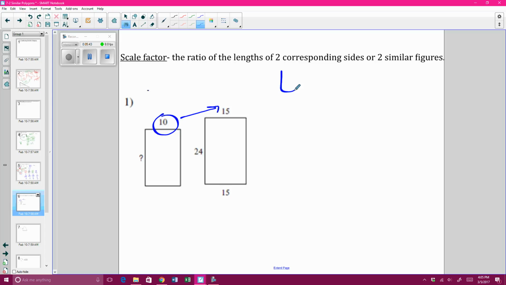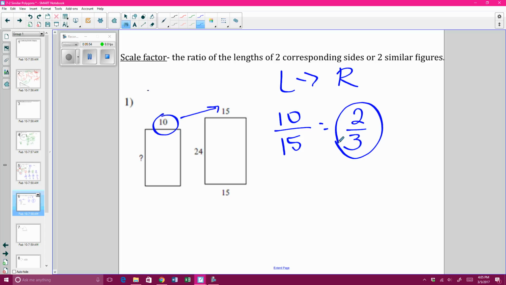And you're always going to read these from left to right. So how do you get from 10 to 15? Well, you simplify this and you see that the scale factor is 2/3. Now you could use the 2/3 to get this missing side.